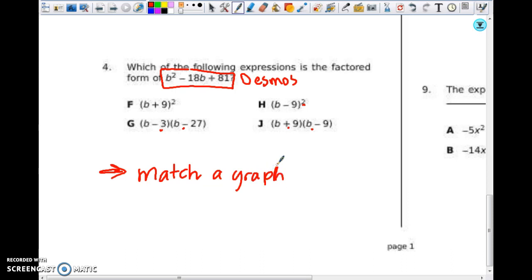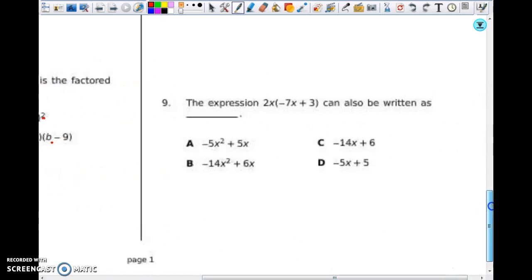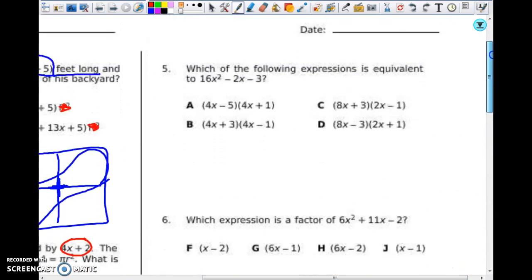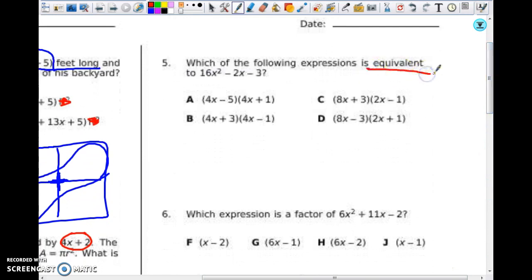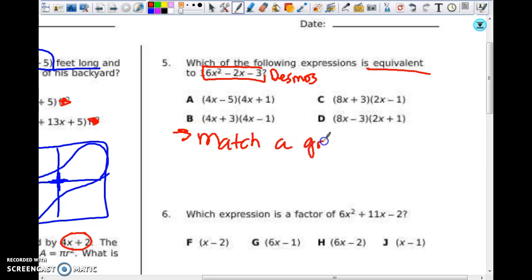However, guys, there's only one variable. So instead of using the letter B, what letter do you have to use? Please use X. Okay. Number 5. Again, which one is equivalent? You're typing that in Desmos, and what are you doing? Matching a graph. Again. Matching a graph.